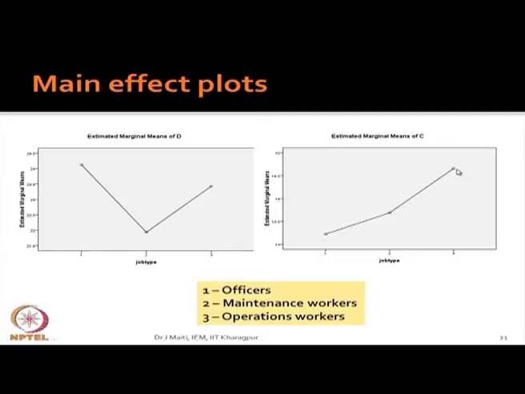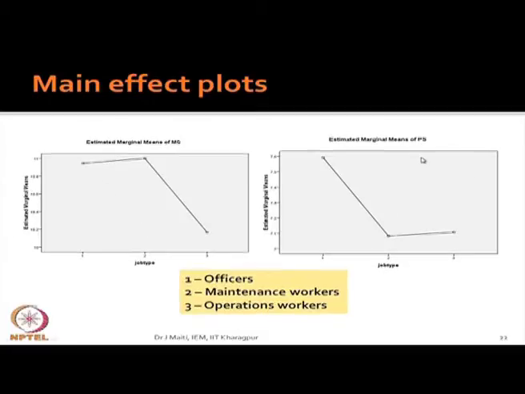So, from the control point of view, these operations groups are saying the job stress is more. Then you go to the third one. From the management support point of view, operations workers are saying they are better placed. That means for this particular company, they are getting better support. Whereas maintenance workers and officers are still at a higher level compared to operations workers. This higher level is not absolute, it is a comparative higher level.